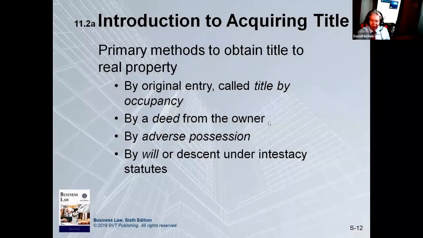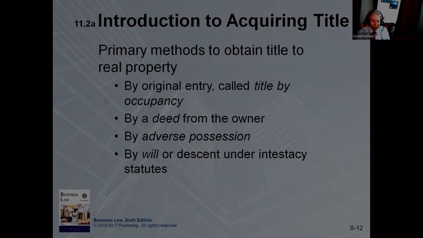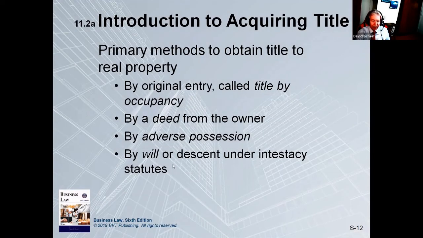The most common way, obviously, to acquire real estate is a deed. And we're going to talk about different types of deeds in just a moment. And then, obviously, by will, many people inherit their family home and so forth.